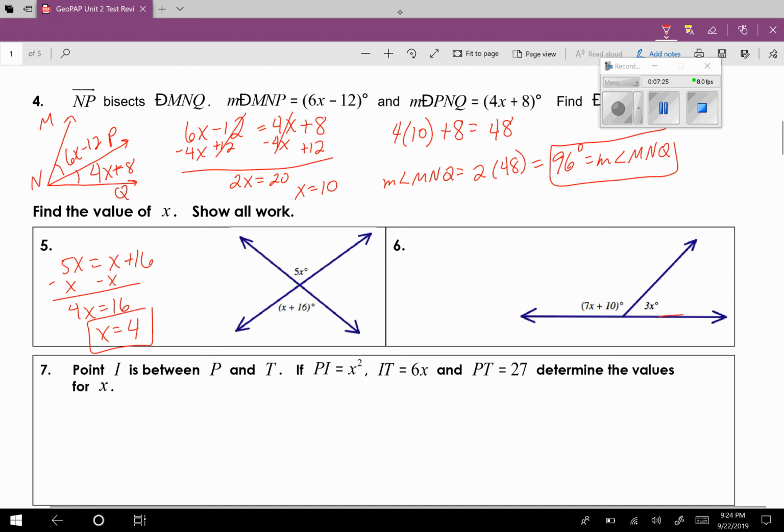Okay, on number 6, I have these two angles. They are making a linear pair, so together they have to add up to 180. So we get 7x plus 10 plus 3x equals 180. Okay, so I get 10x plus 10 equals 180. Okay, subtract, so 10x equals 170. So x is equal to 17.